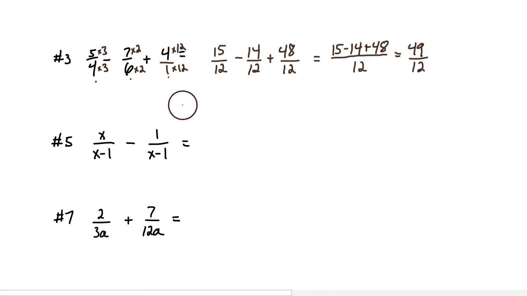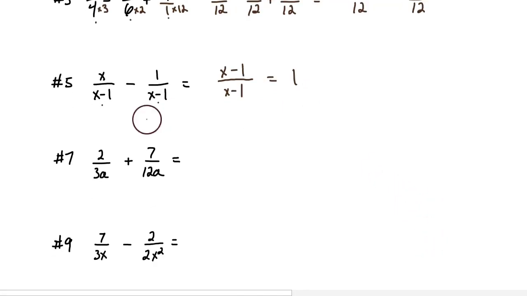Number 5, we have another subtracting fractions problem. Notice that the denominators are already the same. So we combine the numerators and write it over the denominator. This reduces because top and bottom match perfectly. They cancel away and make the whole number 1. Anything divided by itself is equal to 1.